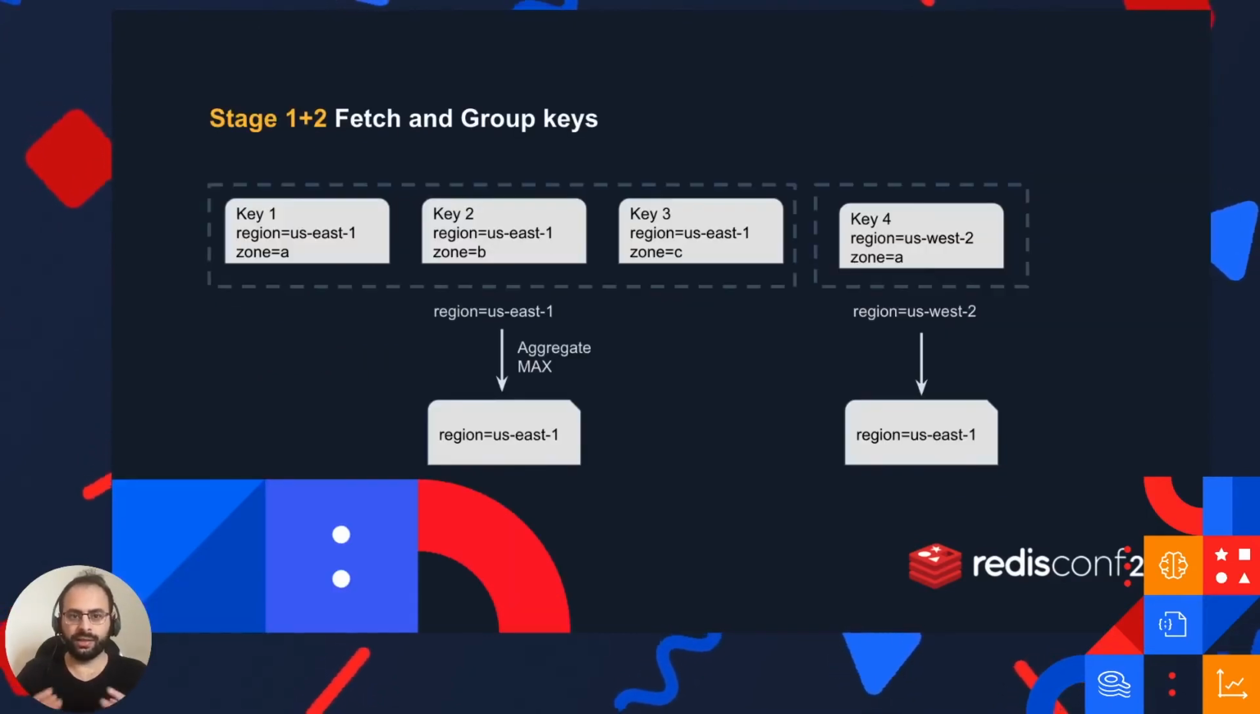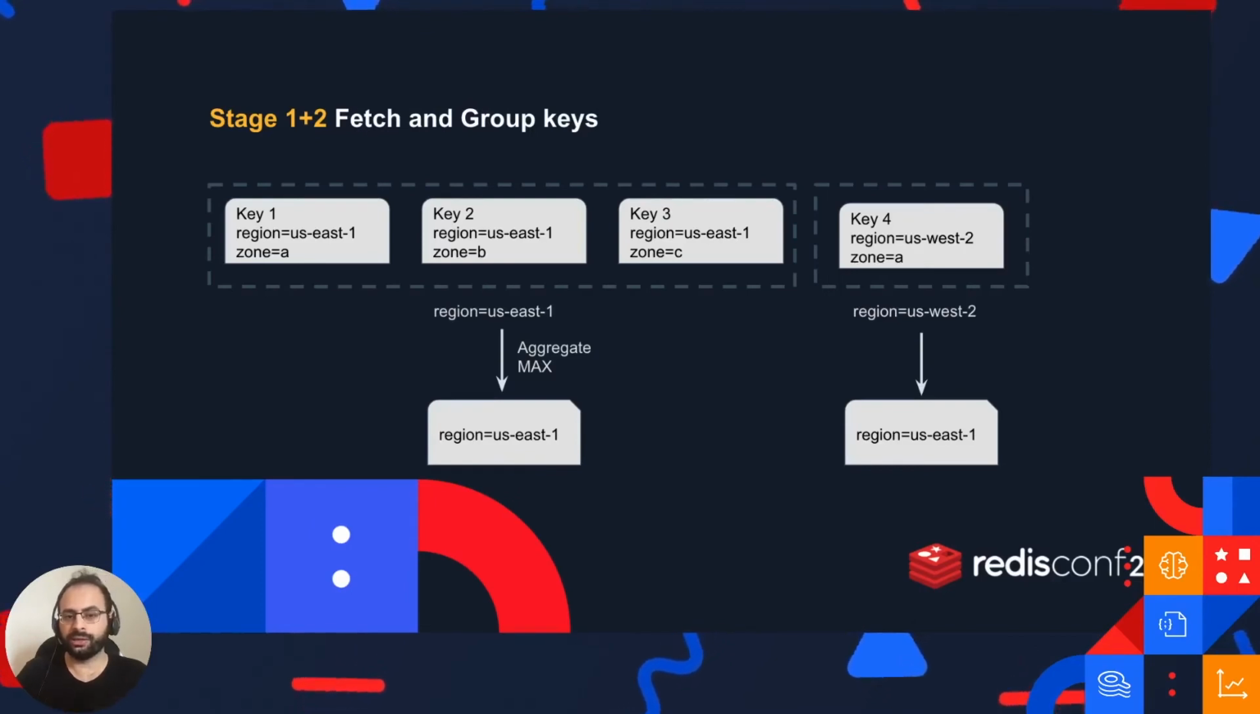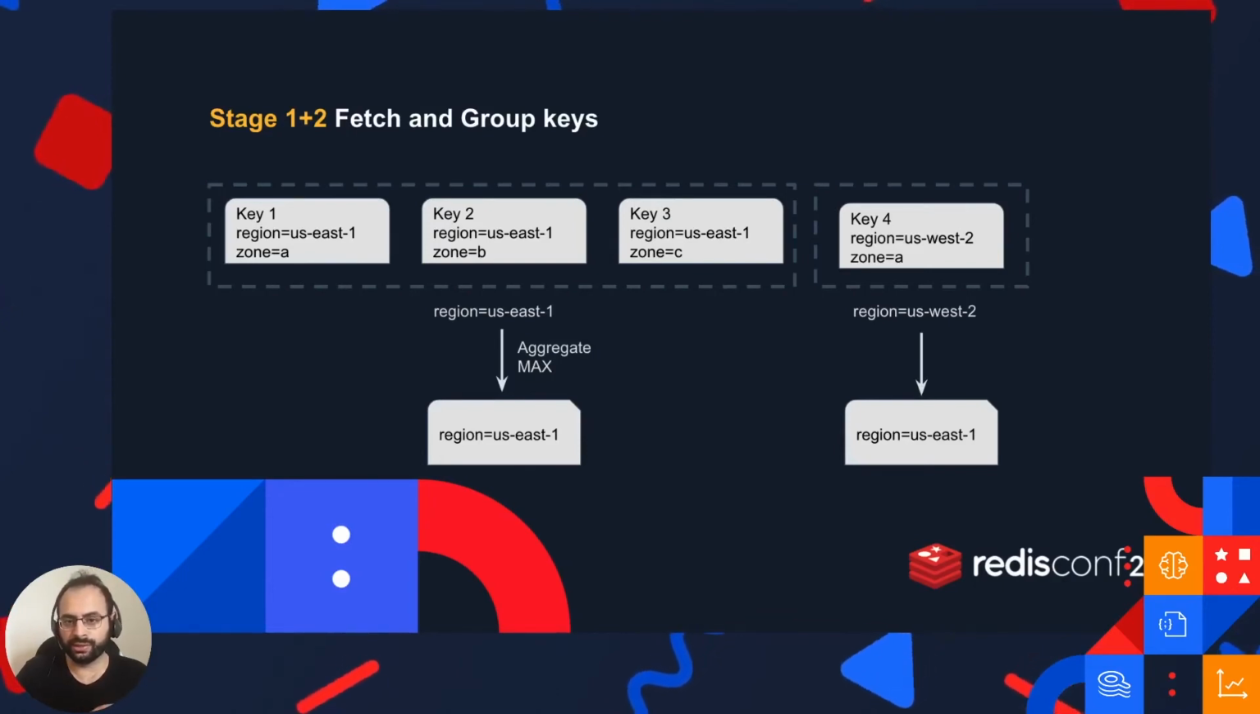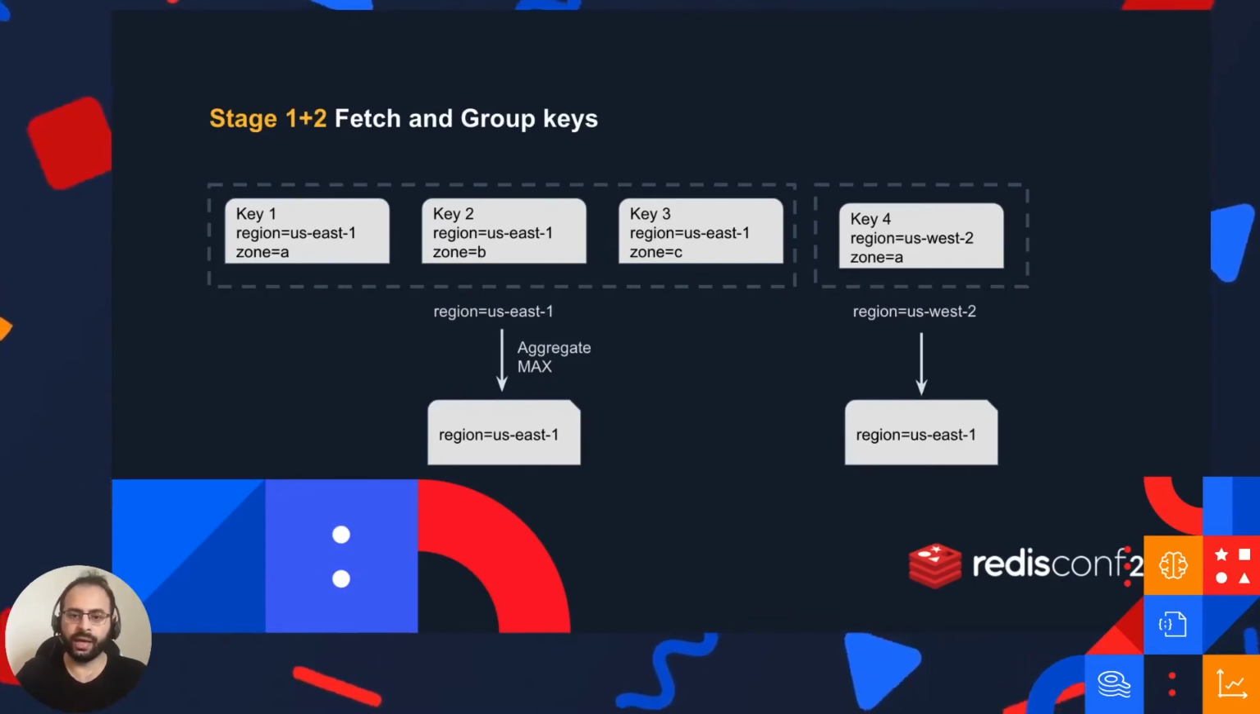So let's see how it looks. The first stage is basically finding all the keys, fetching them and grouping them. So in this example, I have 4 keys that are relevant, and I'm grouping by the region. So I have 2 regions in this example.